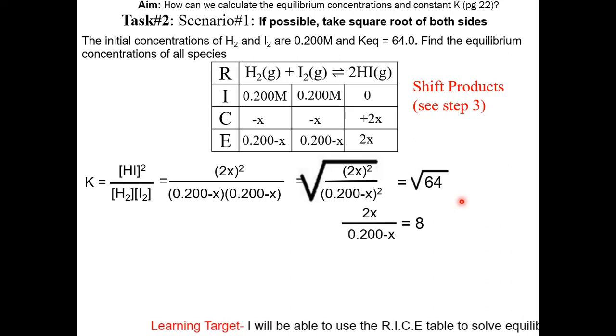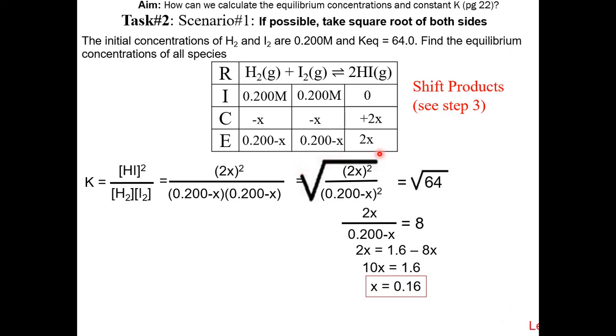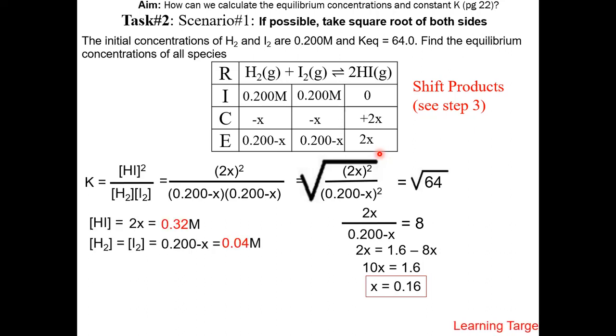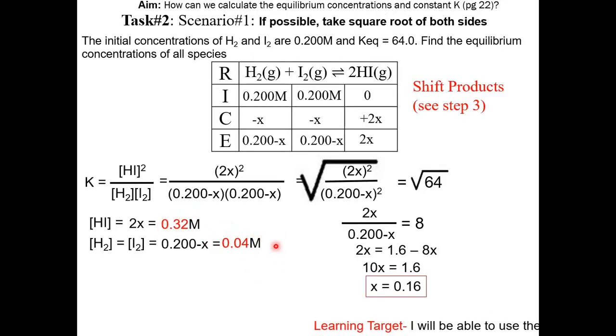After you take the square root of both sides, you can use algebra to solve for x. You get x is equal to 0.16. Once you get the value of x, you can plug x into the equilibrium concentration to get the value of each substance. So for HI, it is 0.32 molar. For H2 and I2, it is 0.04 molar. These are the equilibrium concentrations and the answer to this question.